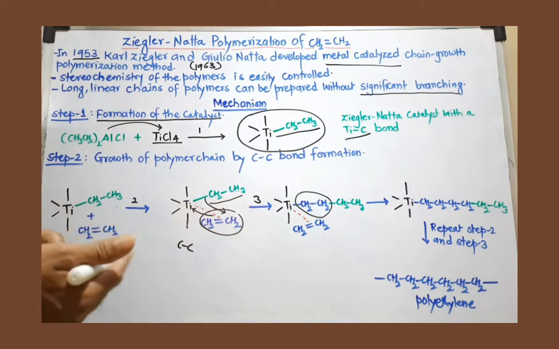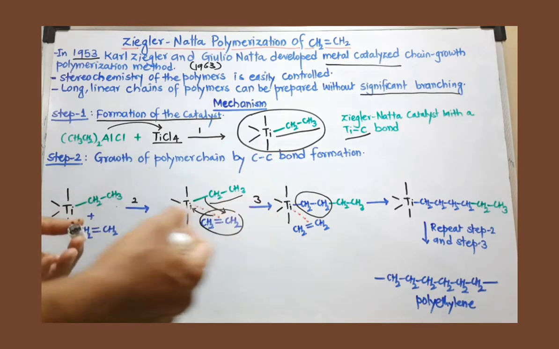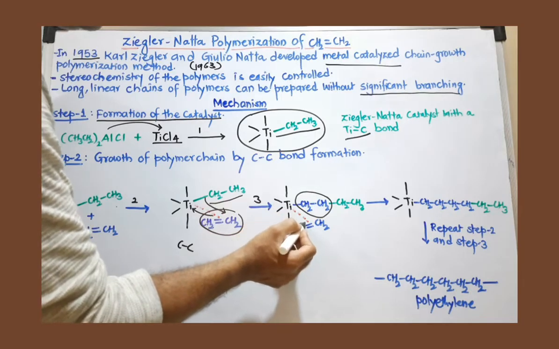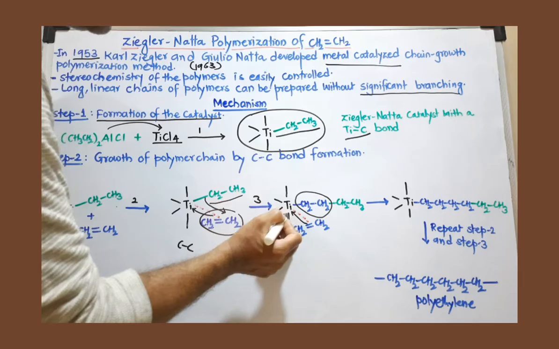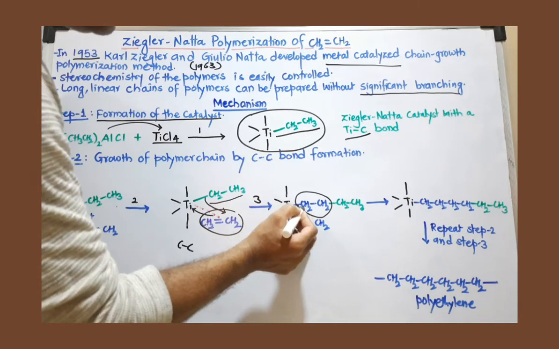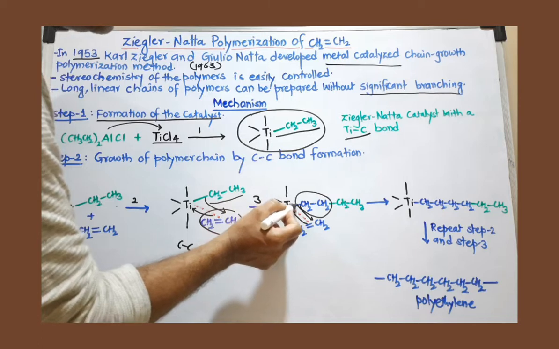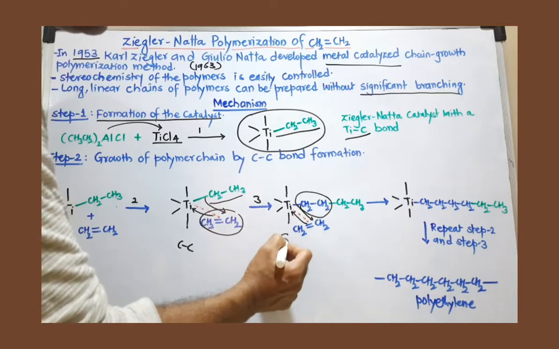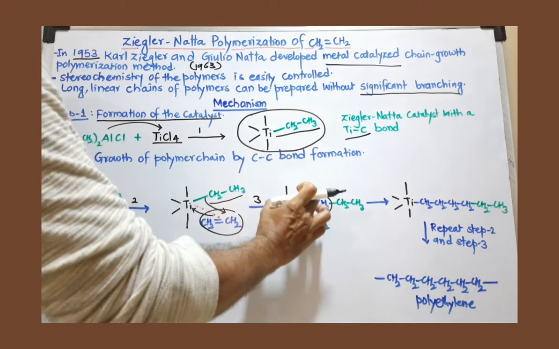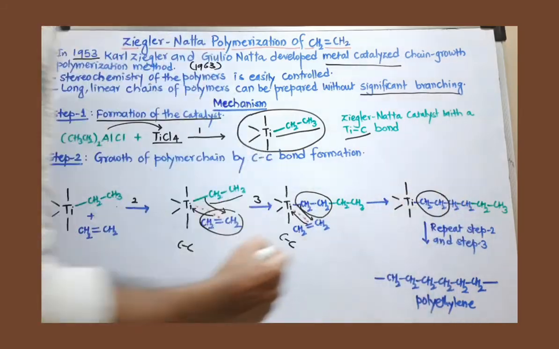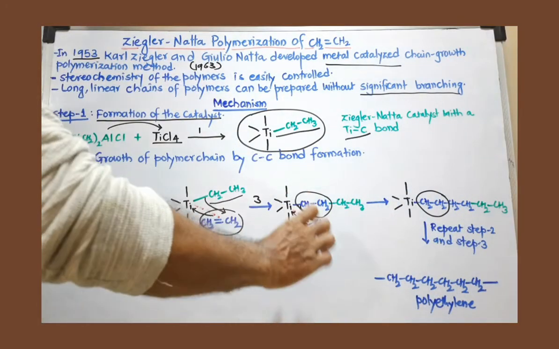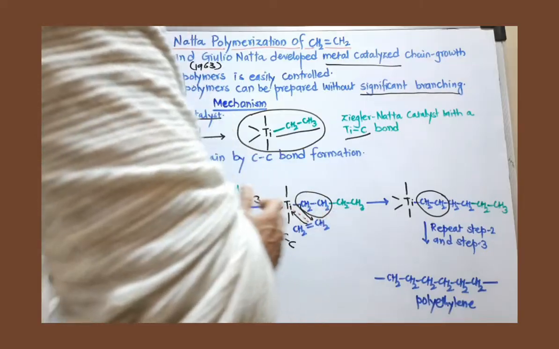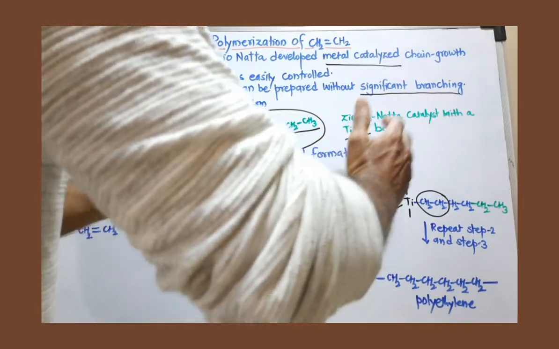So the second step and third step are repeated. The next monomer will come and form a complex with this titanium, and then again this will form a bond with the titanium, and this bond is removed from this titanium and will join with this carbon to form a carbon-carbon bond. So automatically this portion will be inserted. Every time you can insert this ethylene moiety in the polymer, and in this way chain growth occurs.